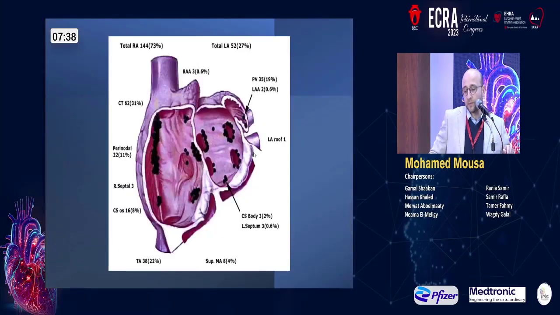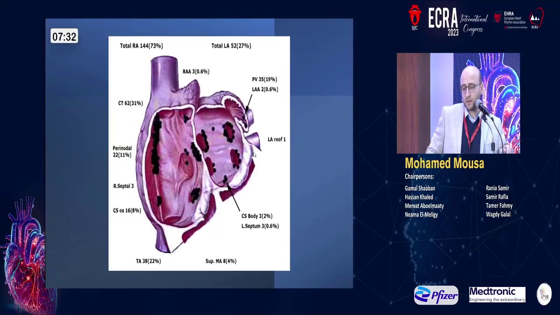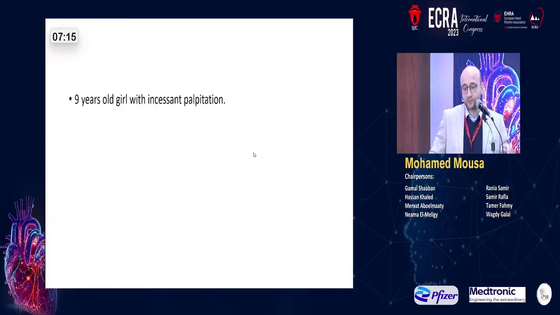Okay, I will bypass this ECG. And these are the most common types of atrial tachycardia. Most common is in the right atrium, either the cavotricuspid isthmus, septal, perinodal, coronary sinus ostium, or the left atrium, left atrial appendage, and the pulmonary veins.